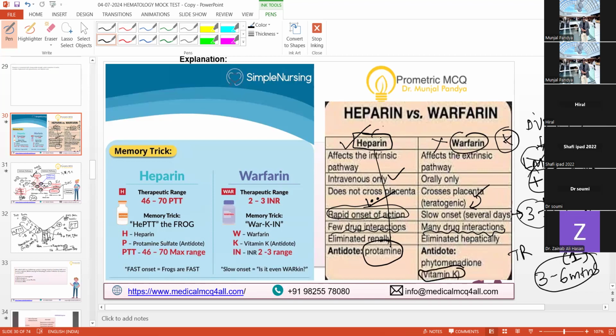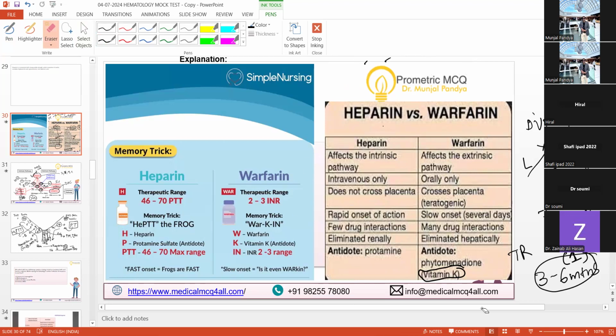Vitamin K. So any patient in emergency with warfarin comes with a PT INR of 5, means very high, right? With bleeding, you give vitamin K immediately, because vitamin K is the antidote of warfarin. So that's it. These are the basic things you must know for warfarin and heparin. Probably you enjoyed. I try my level best to make it more simplified.